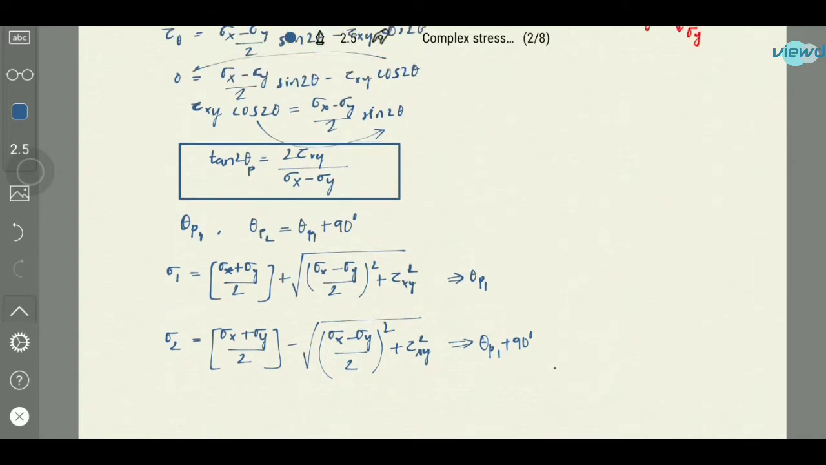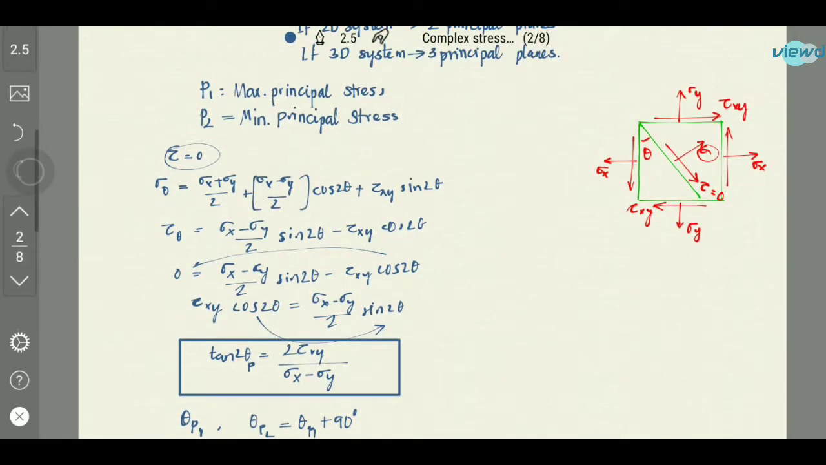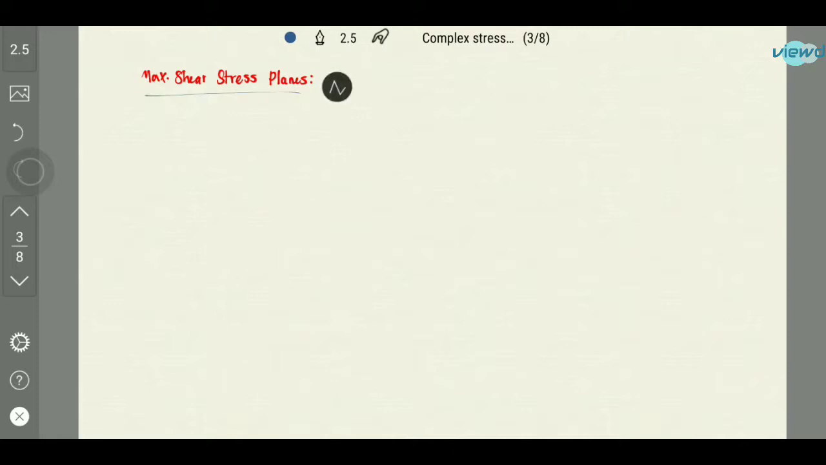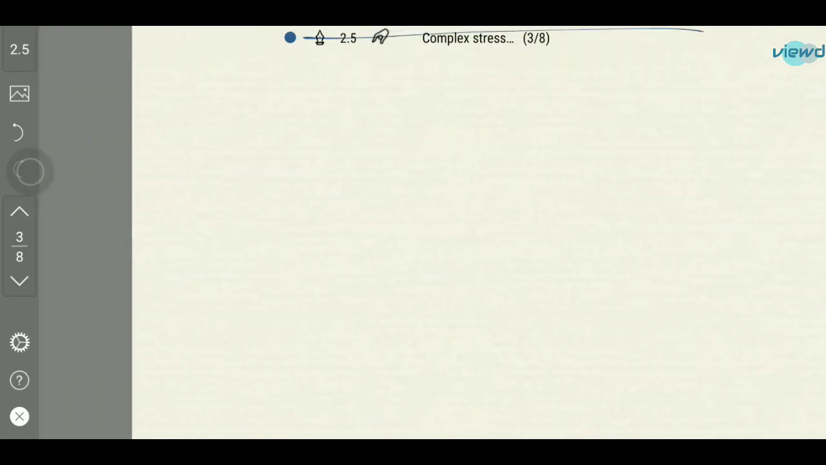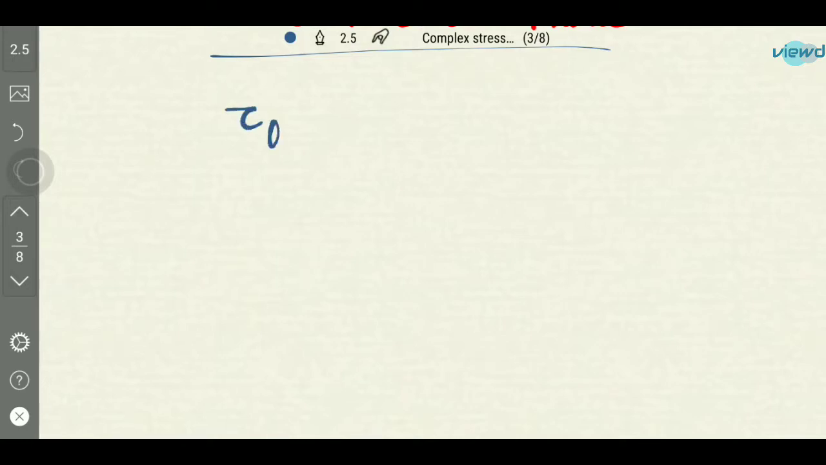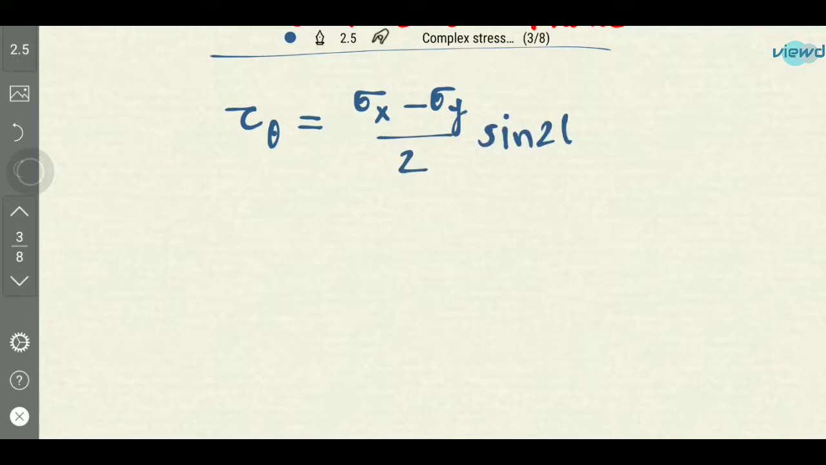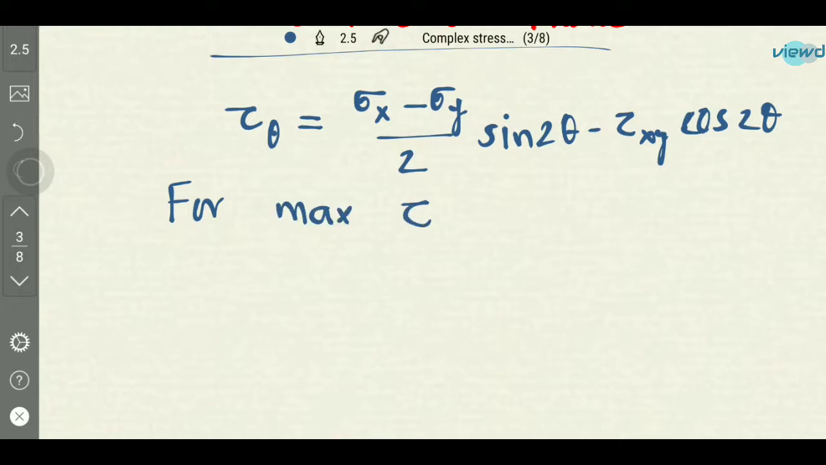And there will also be a plane where the shear stress is maximum. So that is the maximum shear stress plane. We know the formula for shear stress on an oblique plane, represented by tau theta, which is equal to (sigma x minus sigma y)/2 sin 2 theta minus tau xy cos 2 theta. This is the formula we had for tau theta. For any value to be maximum, we need to differentiate with respect to a certain variable and equate it to 0. For maximum tau, we need tau as maximum.